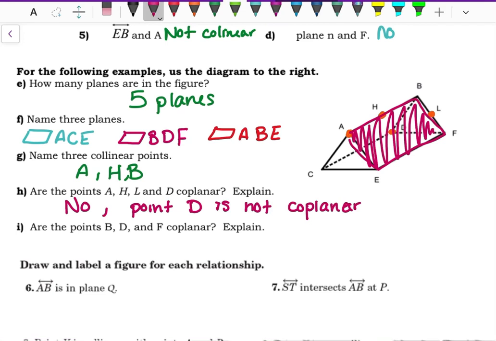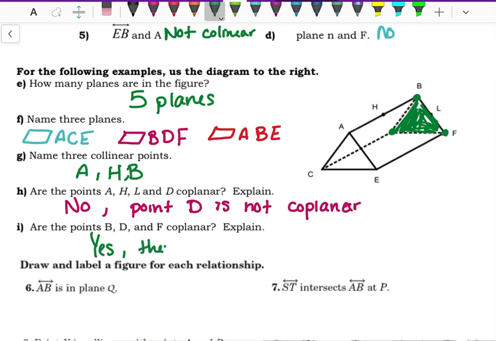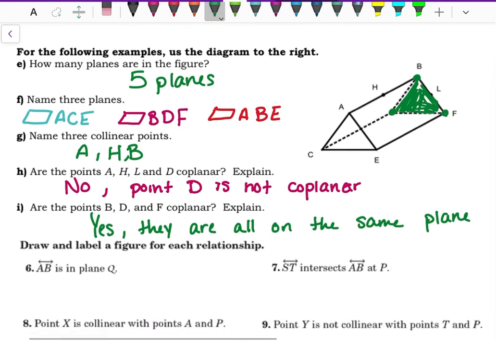Okay. And next one, are the points B, D, F coplanar? So B is here, D is here, F is here. Those would be coplanar. They're all on the same surface triangle. So yes, they are all on the same plane. Great.